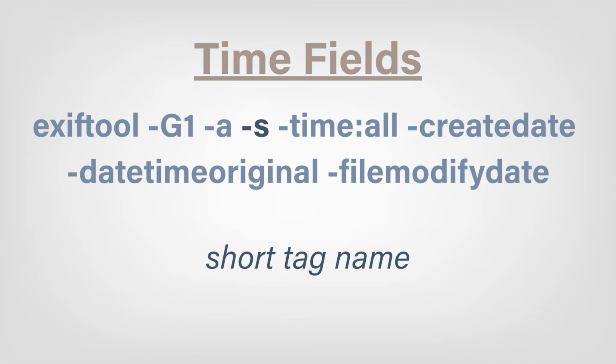Then the -S, this gives you the short tag names instead of the full technical ones. For example, you'll see date created instead of date time original with a long namespace attached. Much easier to read at a glance.